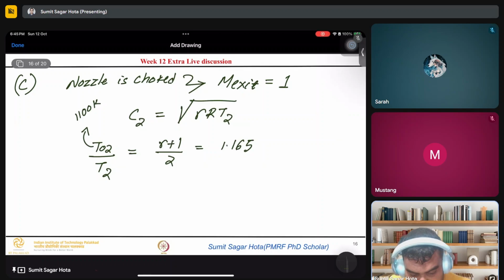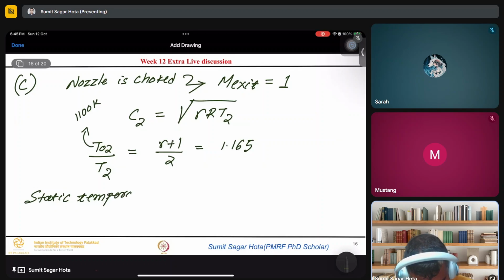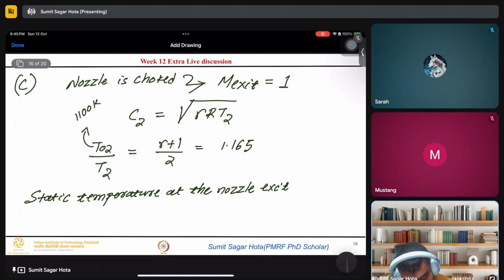Okay, what is the static temperature at the nozzle exit? T2 is equal to 944.2 Kelvin. Okay.